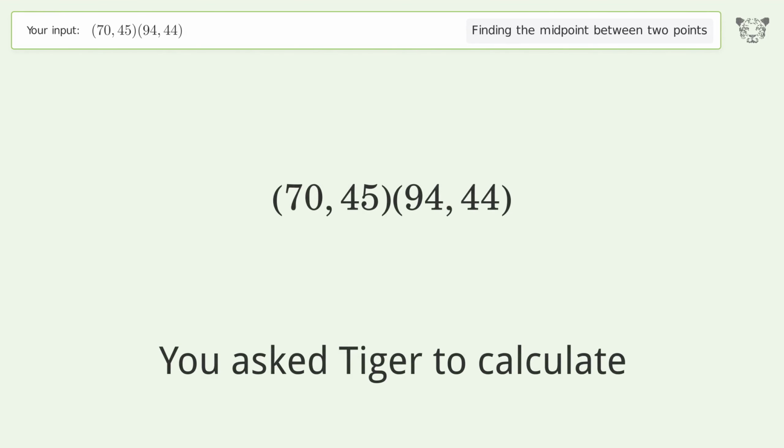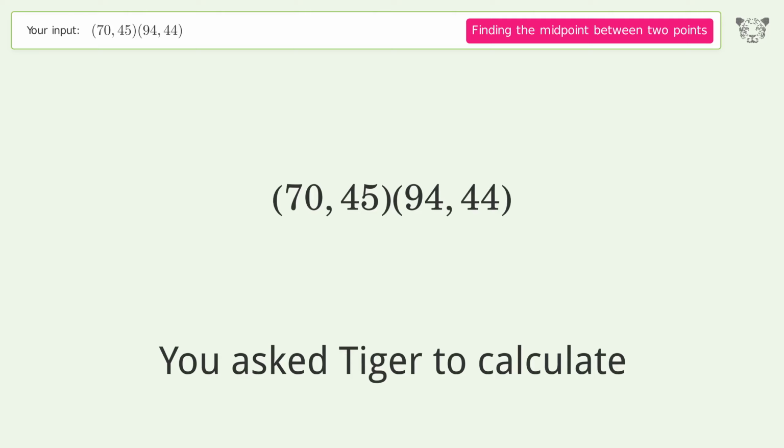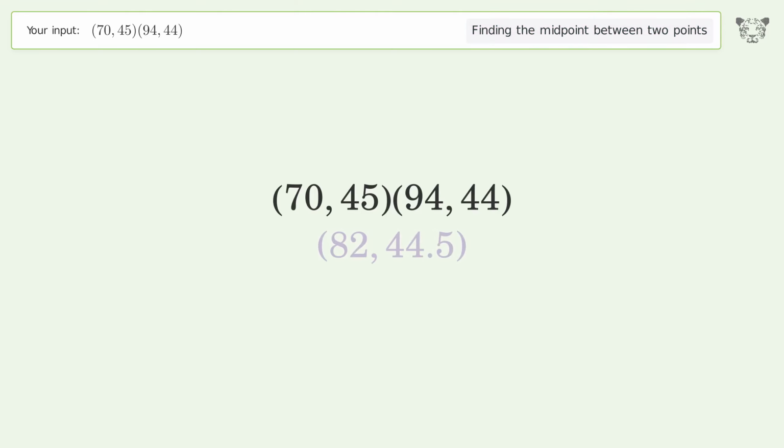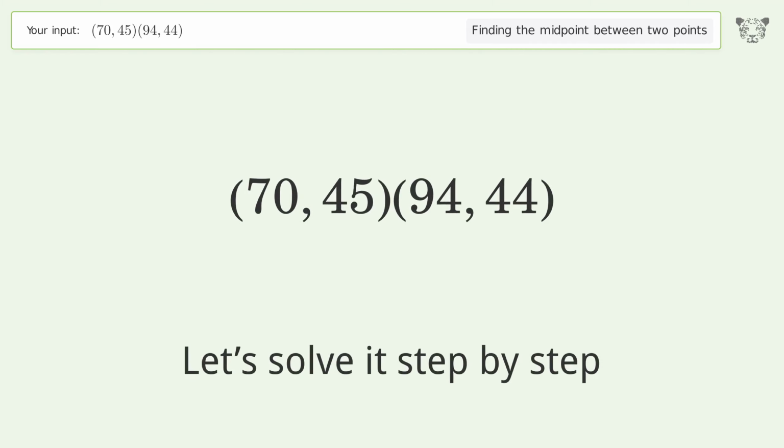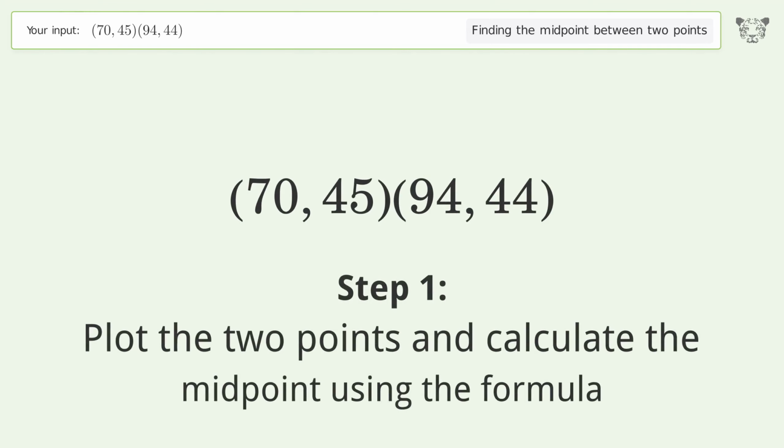You ask Tiger to calculate. This deals with finding the midpoint between 2 points. The midpoint between the 2 points is 82, 44.5. Let's solve it step by step. Plot the 2 points and calculate the midpoint using the formula.